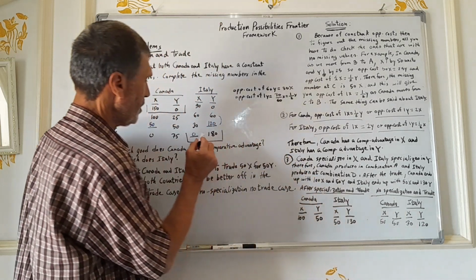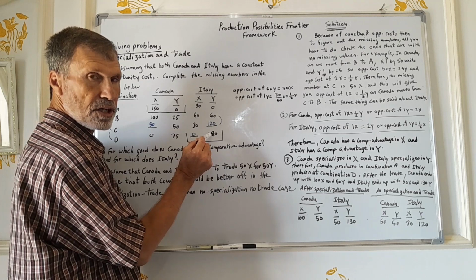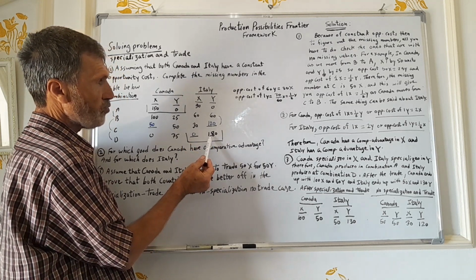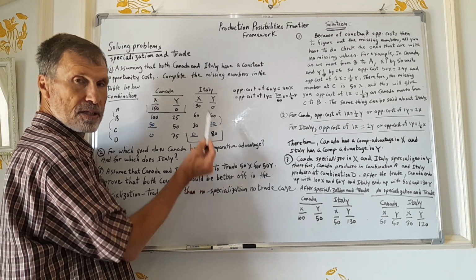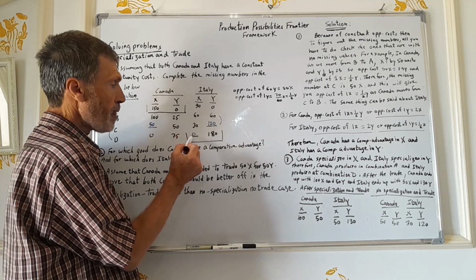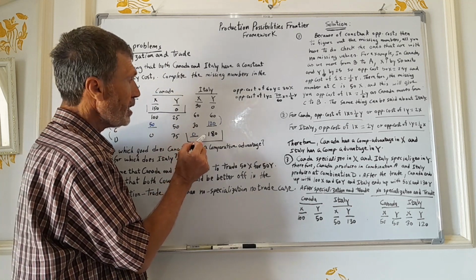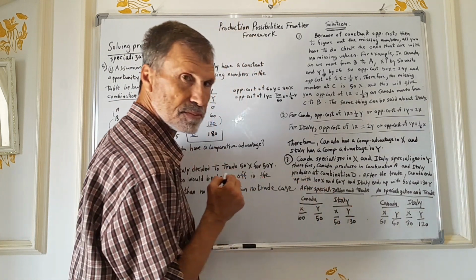Italy, when Italy gives 50 units of Y, receives in return 50 units of X. So now, when it gives 50 units of Y, it ends up with 130 units of Y. And then also it receives 50 units of X. So after specialization and trade, Italy will have the following: 50 and 130.